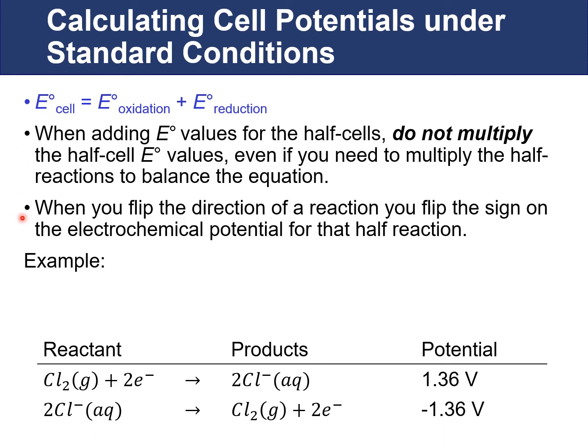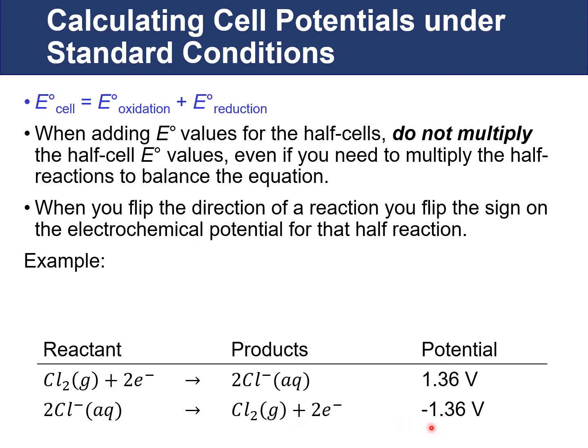When you flip the direction of a reaction, you flip the sign on the electrochemical potential for the half reaction. So let's say we have chlorine going to chloride. It has a cell potential of 1.36 volts. If, on the other hand, we are doing the reverse reaction, and instead of having the chlorine being reduced, we have the chloride ion being oxidized to form chlorine, we flip the reaction, and so the driving force for the reaction is going in the opposite direction, which means that the cell potential becomes the negative of what it was before. So we flip the reaction, we flip the sign.